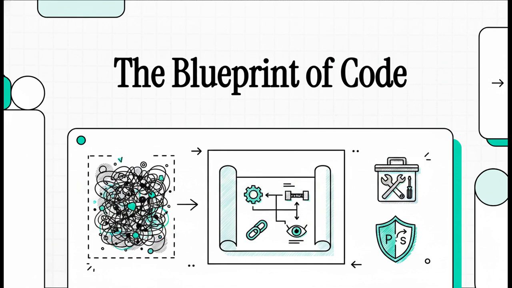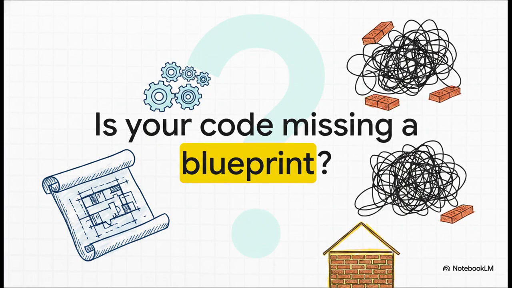Well, today, we're going to transform that coding chaos into some seriously elegant architecture. We are diving into the heavy-hitting toolkit that professional developers use to solve those exact same problems, efficiently and elegantly. We're talking about design patterns. So ask yourself, is your code missing a blueprint? Because honestly, without a solid plan, software design turns into a massive, tangled mess real fast.